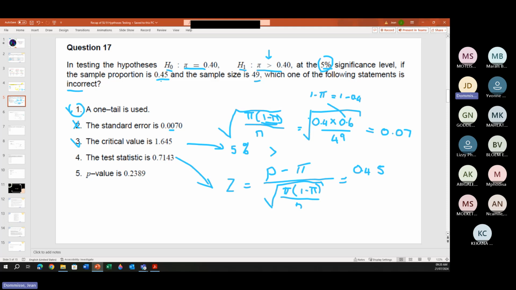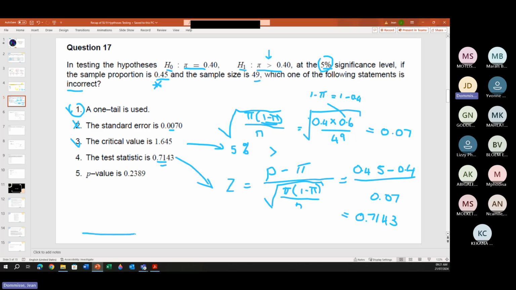So they've given that to us. We subtract the population proportion, and we already know that the standard error that's here underneath the line, we've already worked that out as 0.07. So we don't need to go and work it out again. So 0.45 minus 0.4 is 0.05. That divided by 0.07 gives us 0.7143, which is that test statistic.